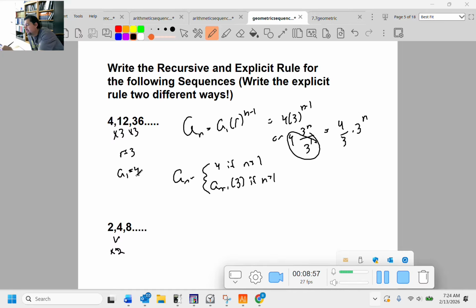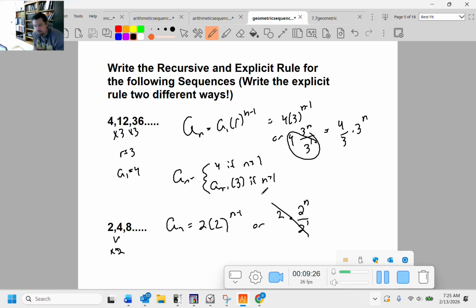Anyways, we're multiplying by 2. So let's start with our explicit rule. Remember, we're the first term, which is a 2, times the ratio, which is also a 2. And the exponent is n minus 1. Or, again, think about this: 2 to the n minus 1 is 2 to the n over 2 to the first. And the 2's cancel.